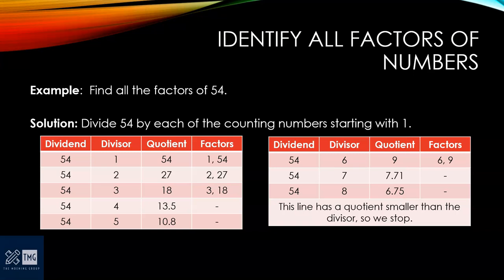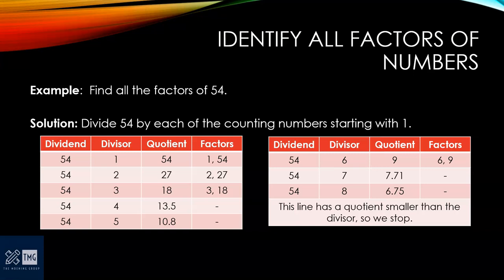Now notice, when we divide by 8, the quotient is 6.75. As soon as the quotient is smaller than the divisor, we stop. There is nothing else to do. And if you think about why this is true, the next counting number after 8 is 9. And if I take 54 divided by 9, I get 6. And we've already accounted for 6 and 9 when we divided by 6.